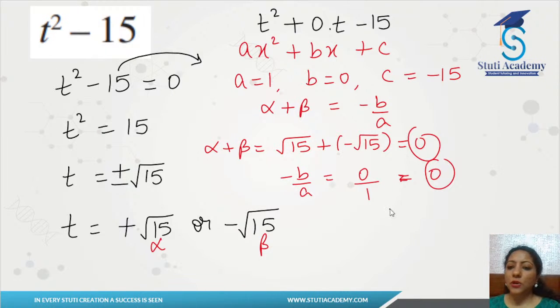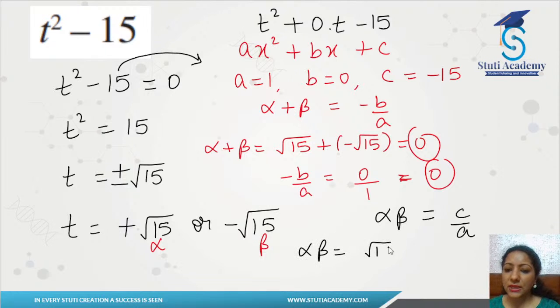Now comes the product of zeros. We have to check whether alpha beta is same as c upon a. Alpha beta here is root 15 into minus root 15, that is actually minus 15. Plus into minus will give us minus. Root 15 into root 15 will give us 15.